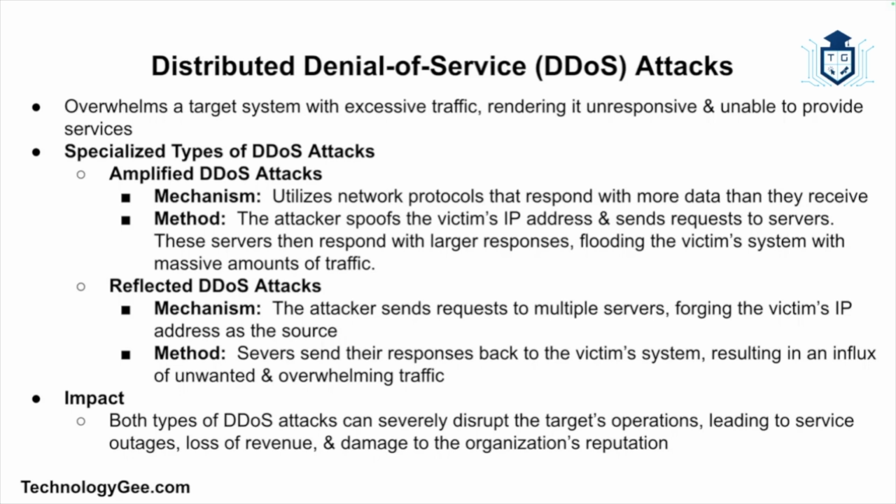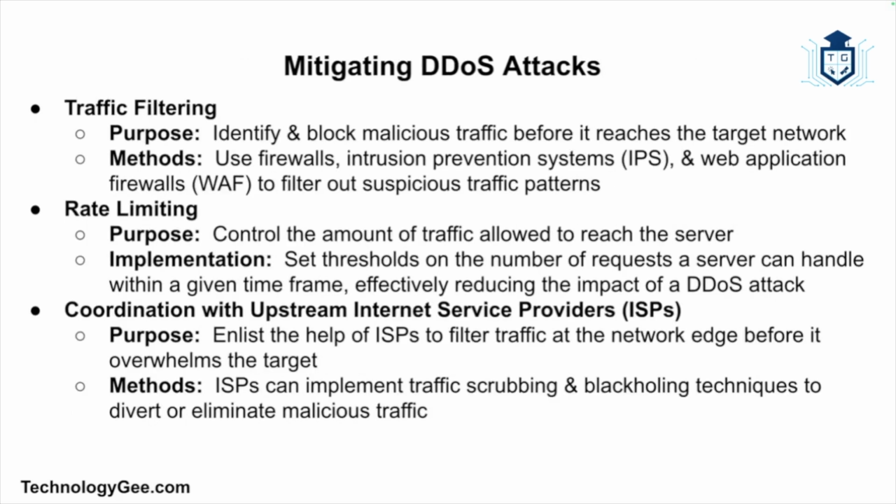Then we have what is called a reflected DDoS attack. In a reflected DDoS attack, an attacker sends requests to various servers, forging the victim's IP address as the source, and the servers then send the response to the victim, leading to an influx of unwanted traffic. Mitigating DDoS attacks often involves traffic filtering, rate limiting, and coordination with upstream internet service providers.